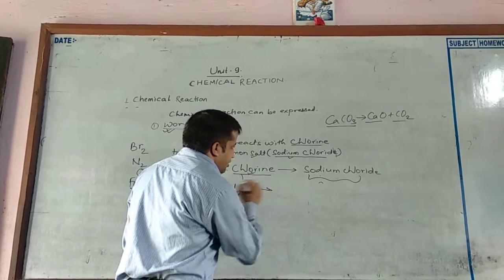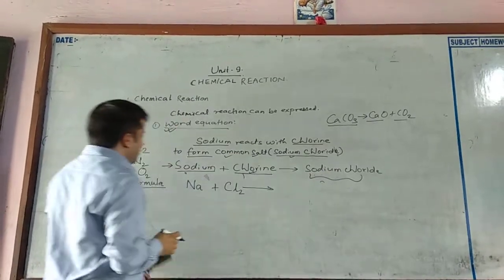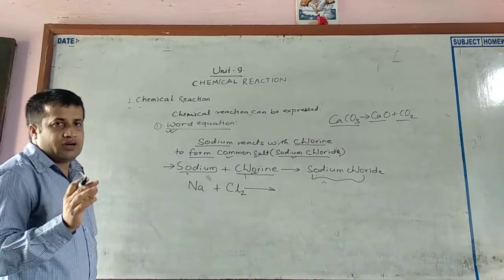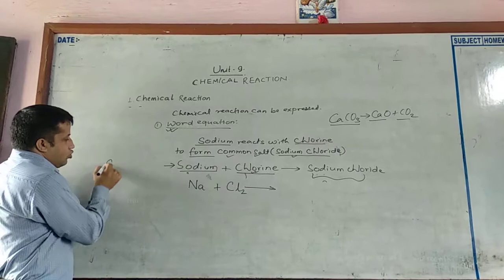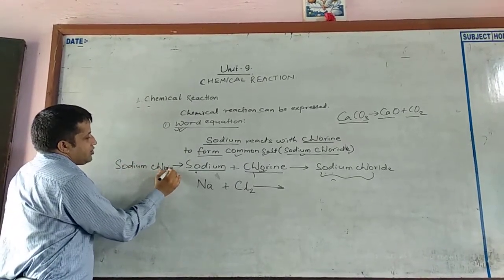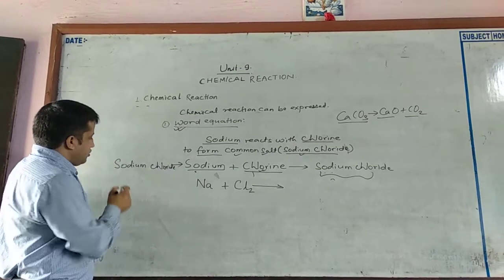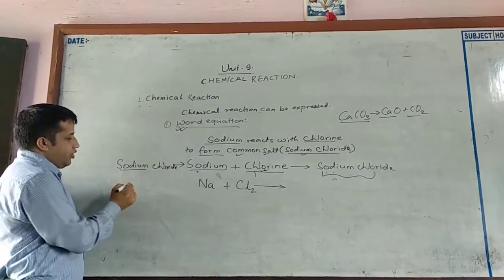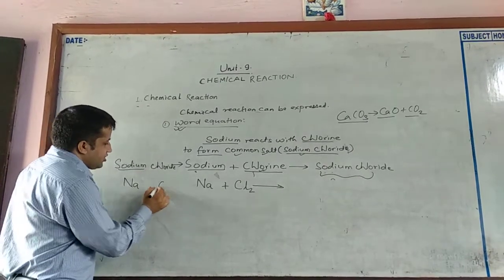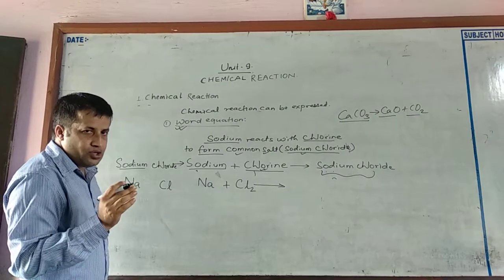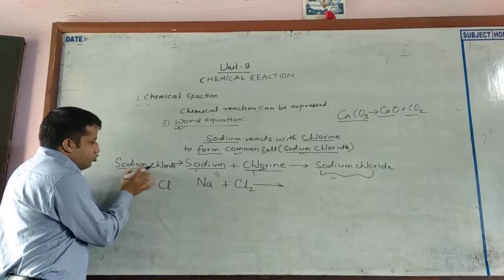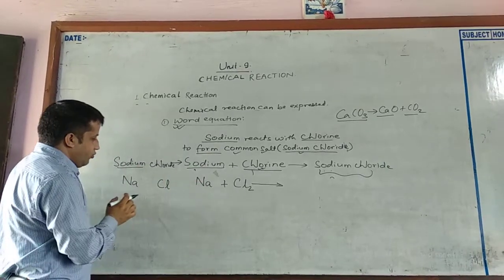So what I will write here is sodium chloride. In the previous chapter you have already studied how to get the molecular formula of a substance. So here sodium and chlorine. Chloride means it has come from chlorine. What is the symbol of sodium? It is Na. And what is the symbol of chloride? It is Cl. Here we are not writing Cl2 because we are forming the molecular formula. These are the two elements involved in the formation of sodium chloride.